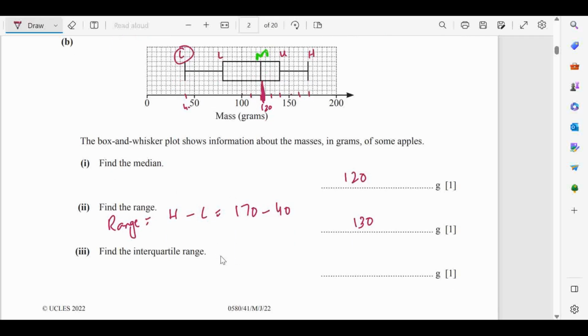Find the interquartile range. Now the interquartile range is the upper quartile minus the lower quartile. Now we can see that this will be the upper quartile, so 140 minus the lower quartile. What is the lower quartile here? This will be 80 and this will be 70. The lower quartile is 70. So 70 will be the interquartile range.